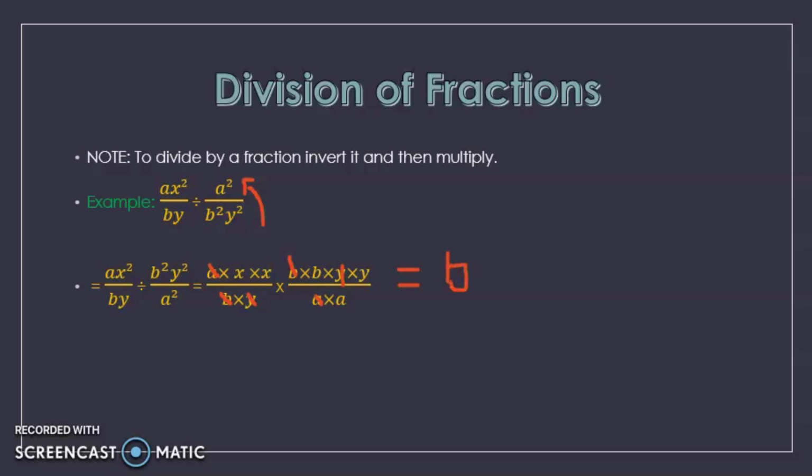x multiplied by x will be x squared, and y, we have one y alone, so just y, over, we only have a, over a. So the answer is b x squared y over a.